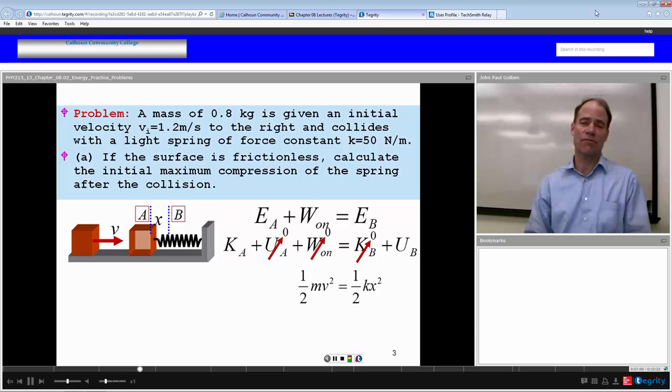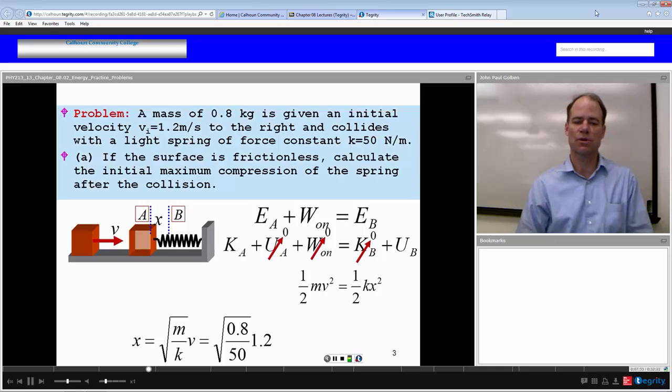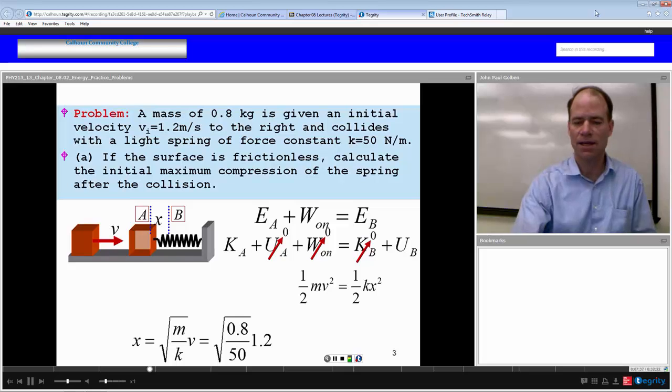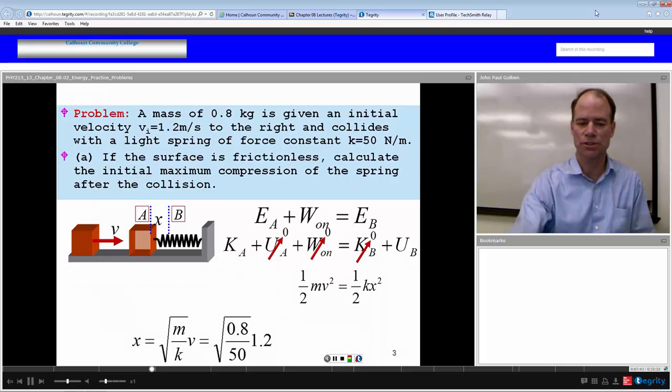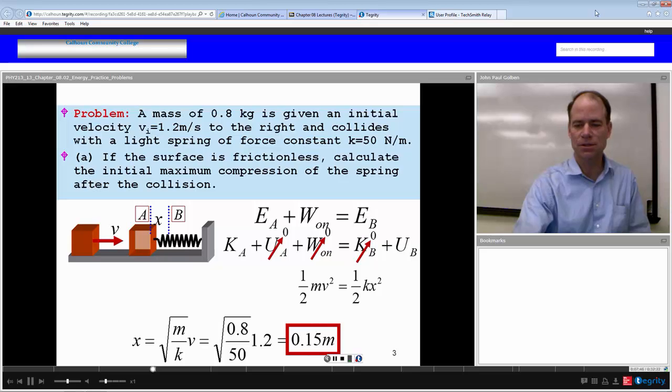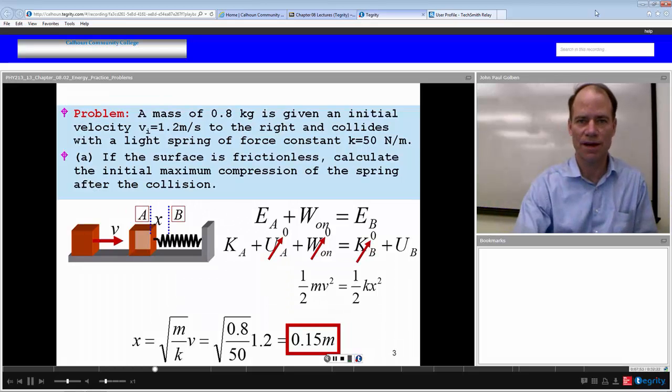Kinetic energy at A, 1/2 mass times velocity at A squared, is equal to the potential energy at B, which is totally in the compressed spring, 1/2 kx squared, because it's on the same gravitational level, so there's no gravitational potential energy. Multiply both sides by 2 and divide by k and take the square root to get the maximum compression. So x is going to equal the square root of mass divided by k times the velocity at A. That's going to be the square root of 0.8 kilograms divided by 50 newtons per meter, times 1.2 meters per second. That comes out to 0.15 meters. So the maximum compression of the spring will be 0.15 meters.